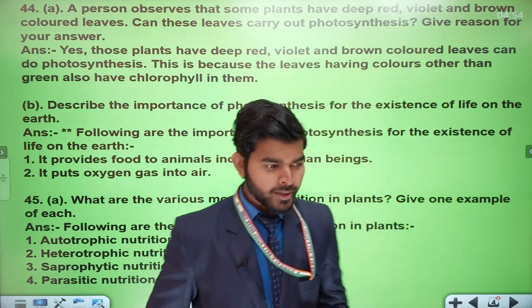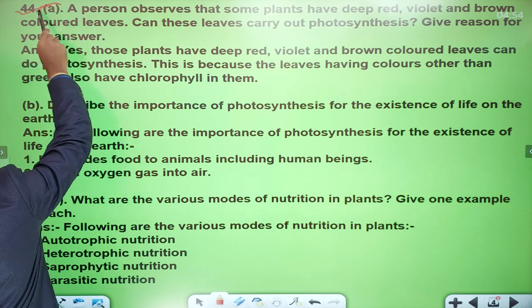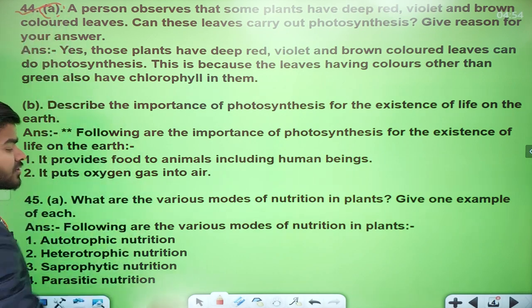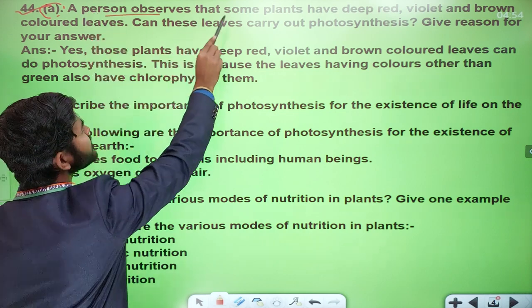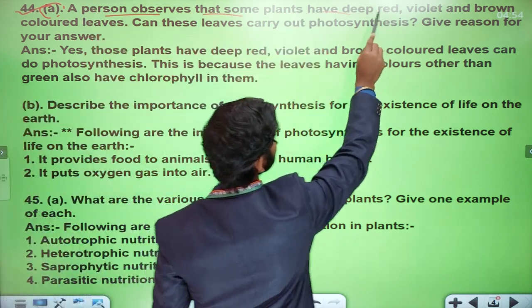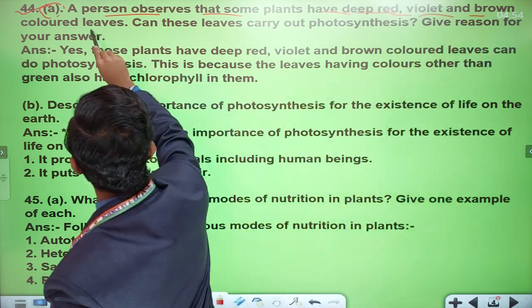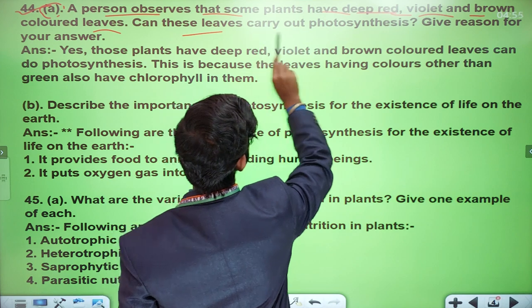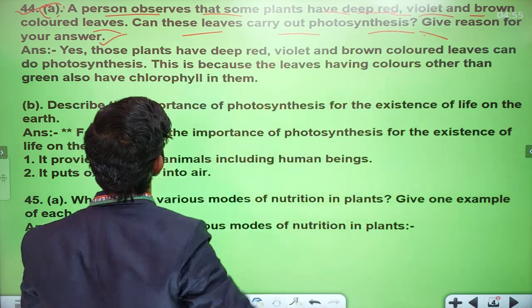All right, your next question, that is question number 46, and this is the A part of question number 44A. The question here arises that a person observes that some plants have deep red, violet and brown colored leaves. Can these leaves carry out photosynthesis, and give reason for your answer?